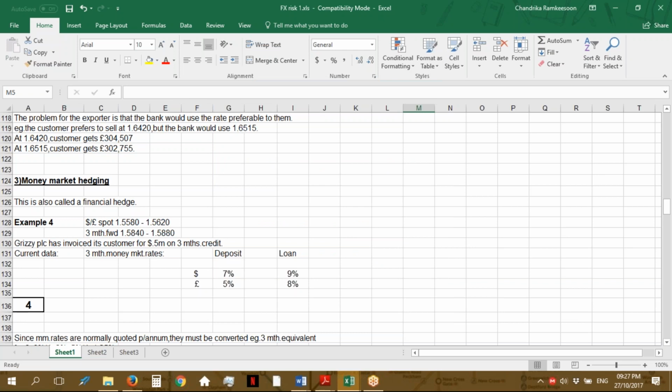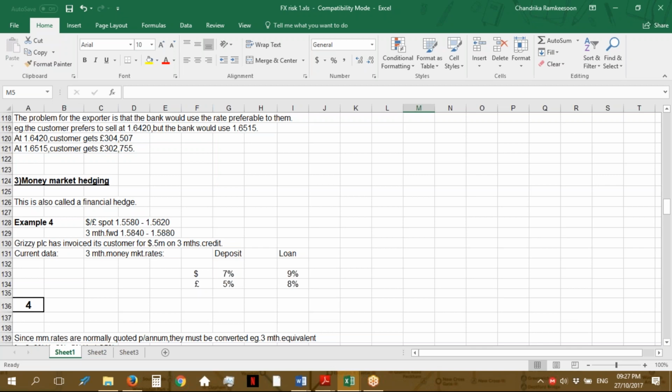So let's take a look anyway. We have all the information here. So this firm PLC, of course, the firm would make it clear it's a British firm, but you know, in my examples, when you see PLC, it's a British firm. Grizzly PLC has invoiced its customer for $500,000 on 3 months credit. The current data has been given. Remember, we use money market rates.